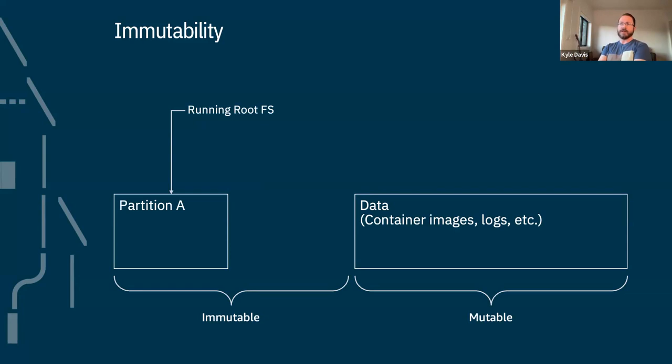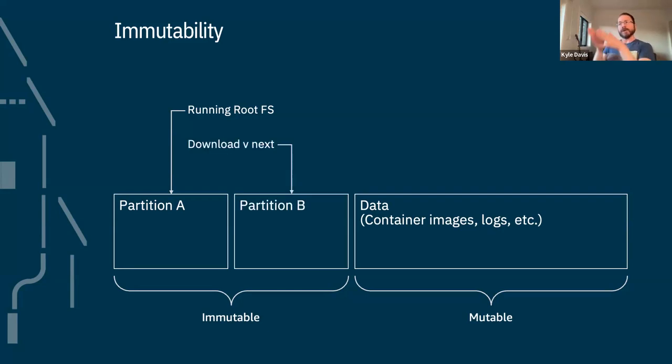And the way we do this, as far as updates are concerned, we do kind of an A-B thing. So you're running root file systems on partition A. When you want to do an update, it downloads into partition B. And then on reboot, we just swap them. And then if you want to update to another version again, you would go into partition A, and then we would swap them back. So that A-B swap at boot provides a clean cut between the two of them. So you get that atomic cutover.